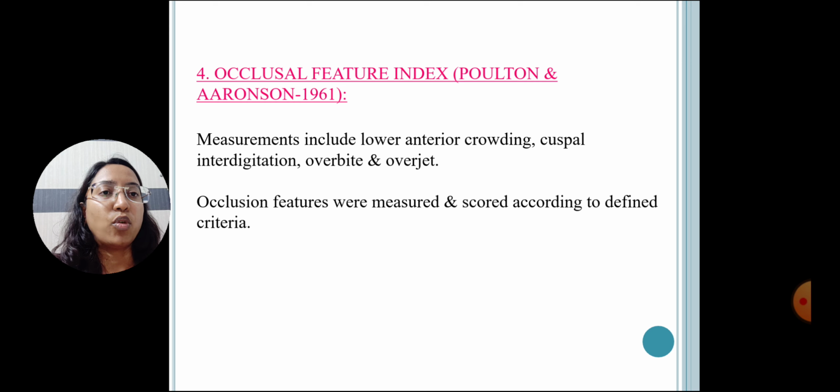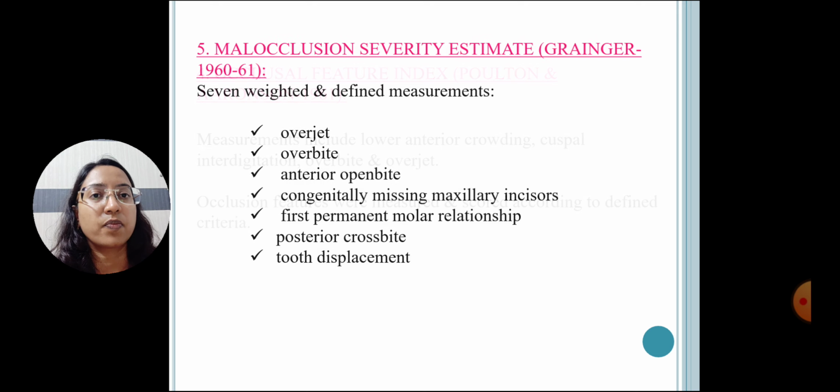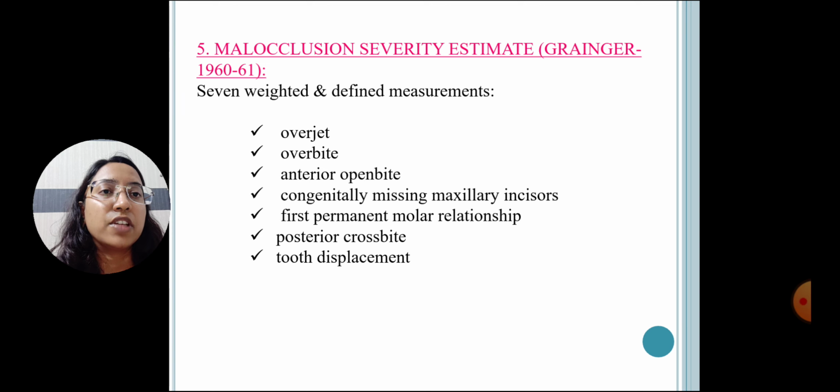Occlusal feature index by Paulton and Aronson in 1961. So here the measurements include lower anterior crowding, cuspal interdigitation, overbite, and overjet. Occlusion features were measured and scored according to a defined criteria. Then the malocclusion severity estimated by Granger in 1960-61. So here seven weighted and defined measurements were taken. So weighted in the sense not all features had equal value. Some had more value compared to the others. So that is a weighted measurement.